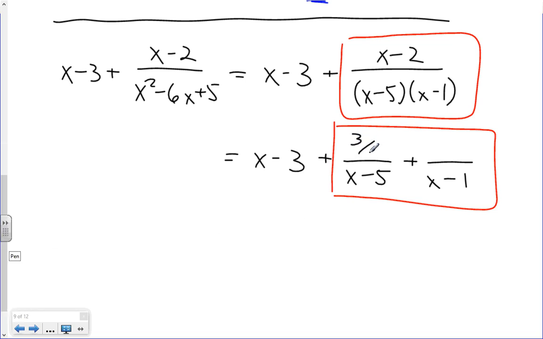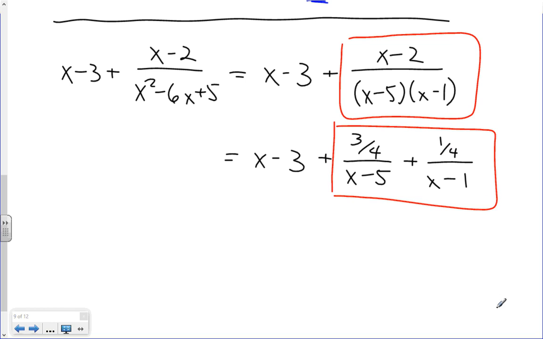This is 3 over 4. Now do the same thing with the x minus 1. I'm going to plug in a 1, of course, to make that 0. So I'm going to cover this guy up. Plug in a 1 in the numerator. 1 minus 2 is a negative 1. 1 minus 5 in the denominator is a negative 4. Negative 1 over a negative 4 is a positive 1/4.